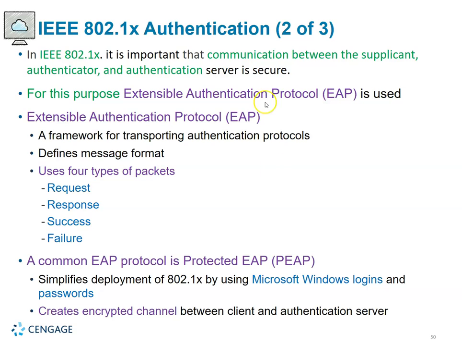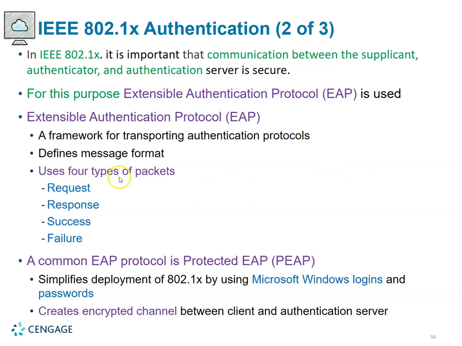So it's important that communication between the supplicant, authenticator and authentication server is secure, that whole path that we saw in the last slide. So how do we secure this communication? We use EAP, Extensible Authentication Protocol. It's a framework for transporting the authentication protocol. So we have a protocol to do another protocol. This is an extensible authentication protocol. It defines the message format on how these messages are to be formatted and constructed.